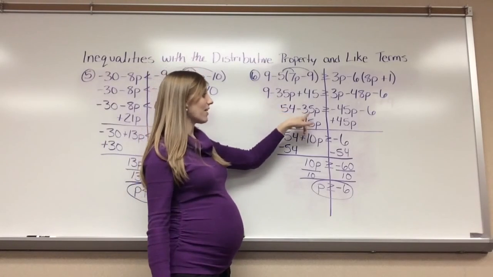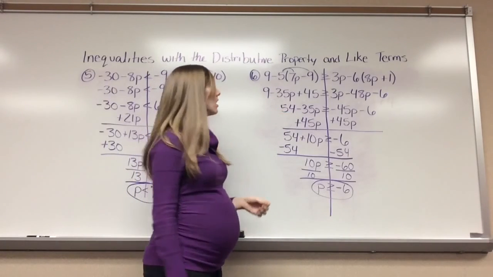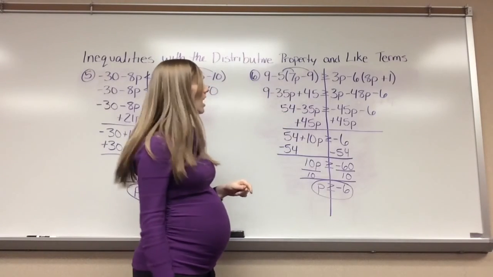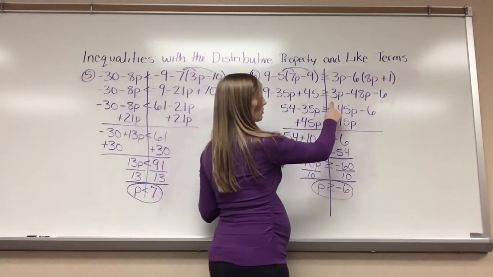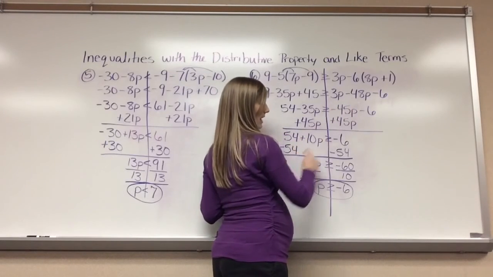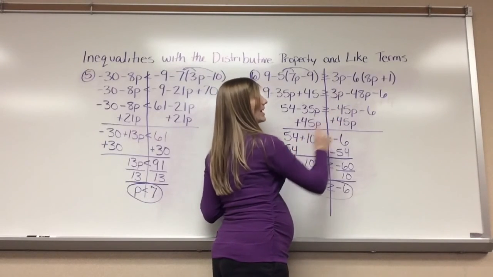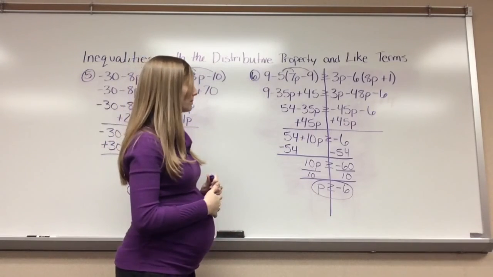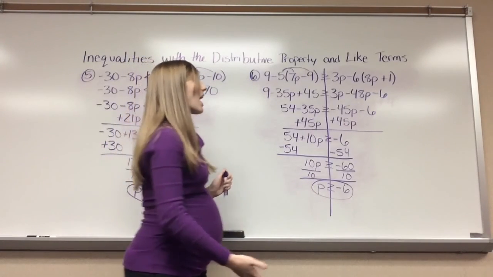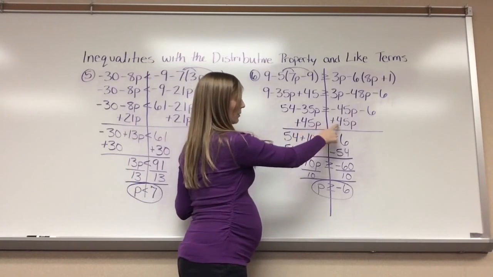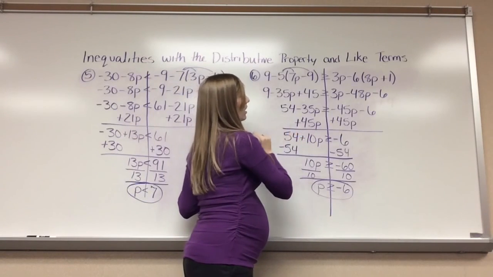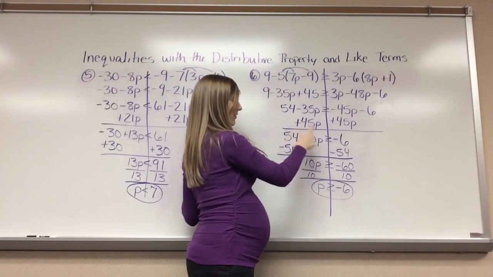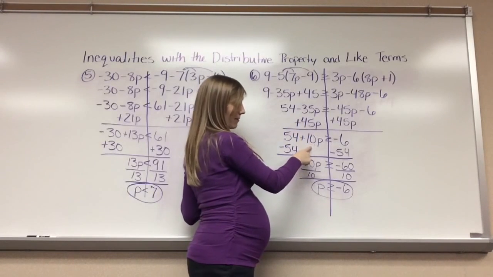My minus 35p stayed the same because it has the variable, the 54 does not. On the right-hand side, I combined 3p with minus 48p. I got negative 45p, and I left the minus 6 the same because it didn't have the variable. From there, I added 45p to both sides. Get my letters on the left. So negative 35 and positive 45 gives me a positive 10p.